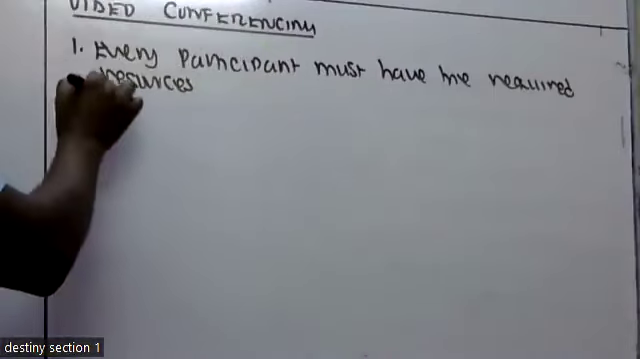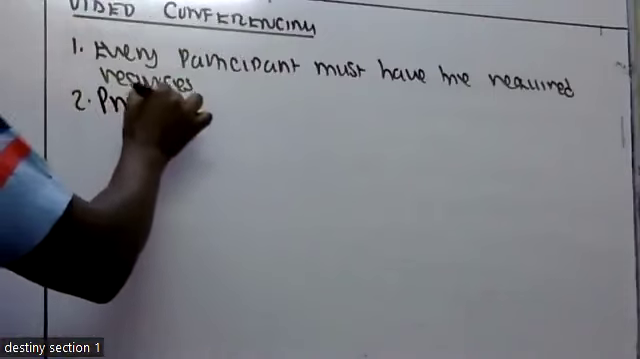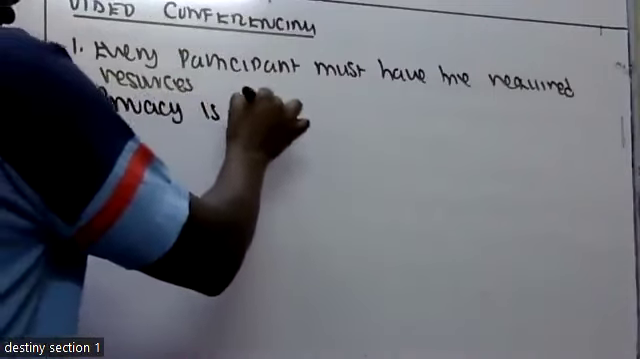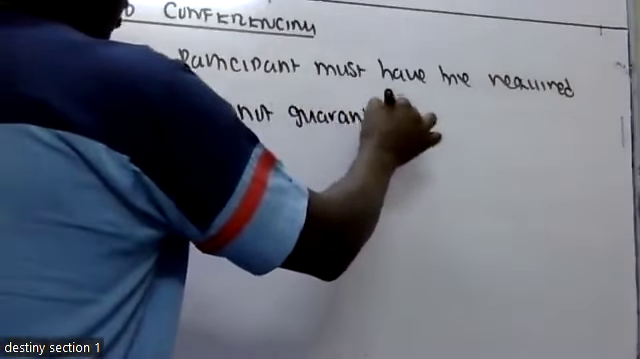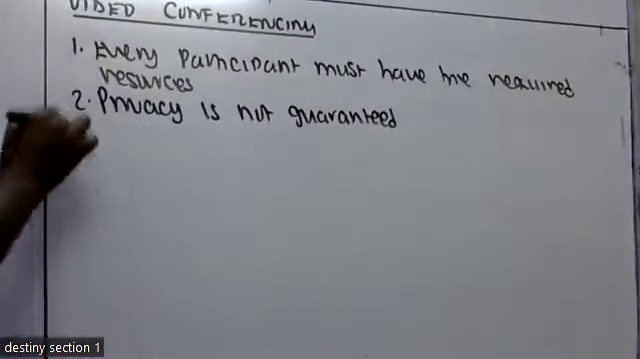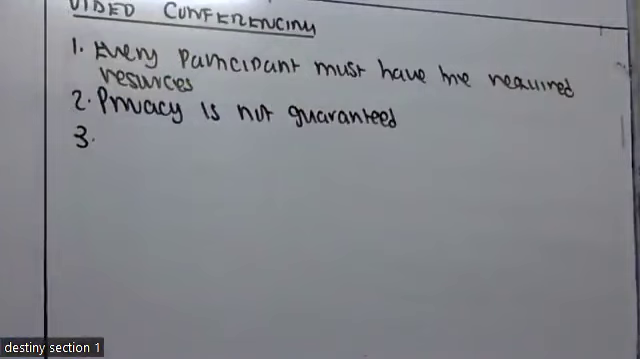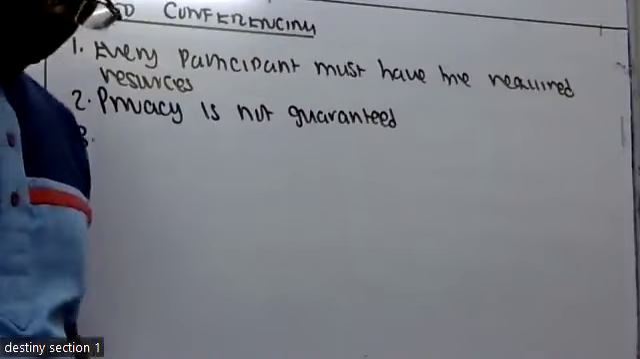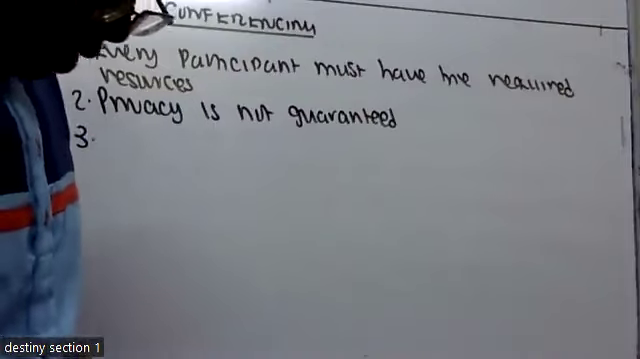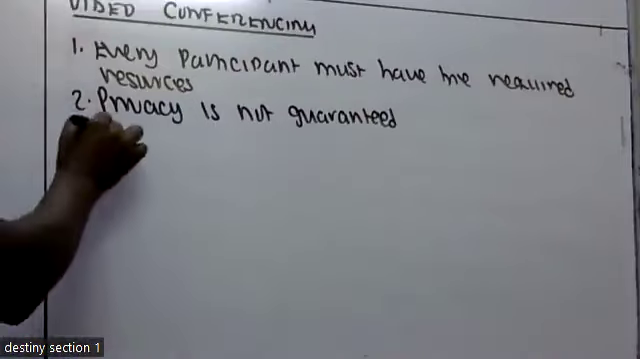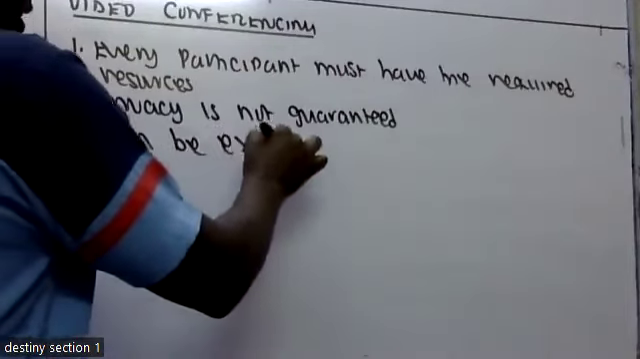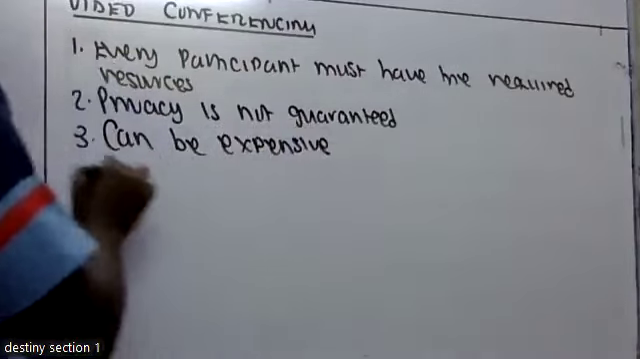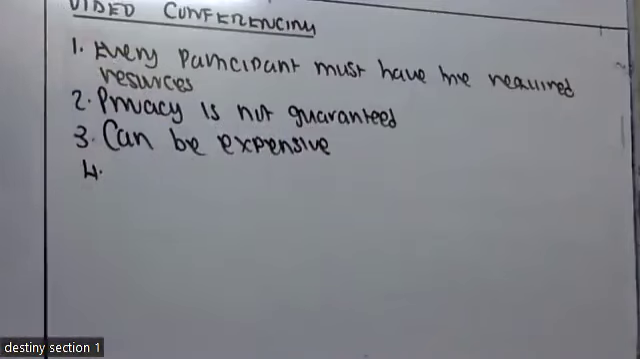Number two is that privacy is not guaranteed. That means you can easily be exposed to people that you never wanted to access your information. Another one is that it can be expensive.